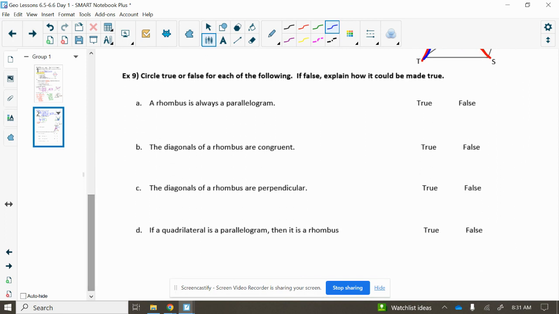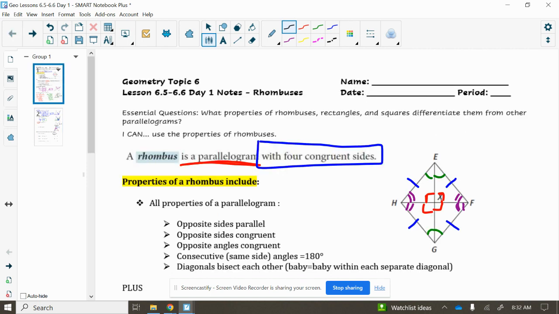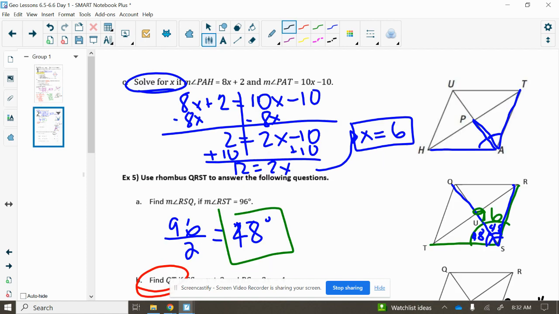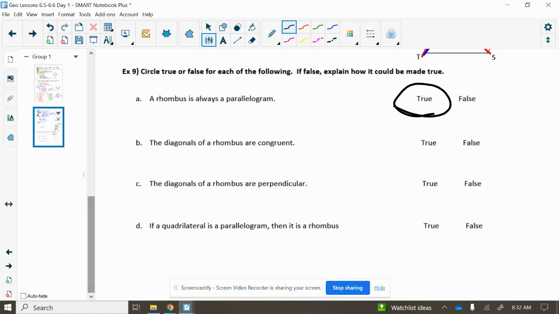All right, to conclude today, we have a little bit of true-false to practice. Number 1 is asking us, is a rhombus always a parallelogram? The answer is yes. Going back to that first page, we said a rhombus is a parallelogram, has all of those properties, will always be one.